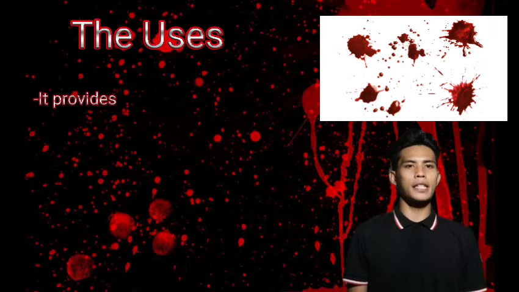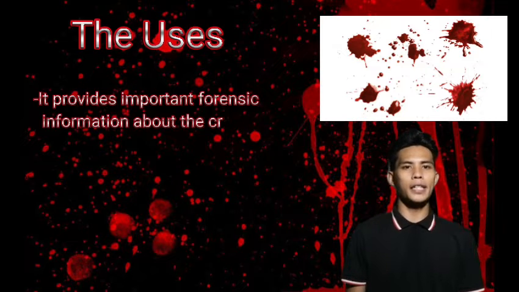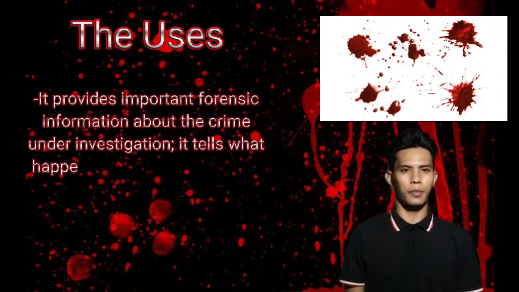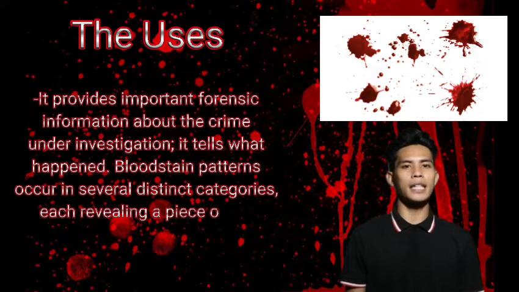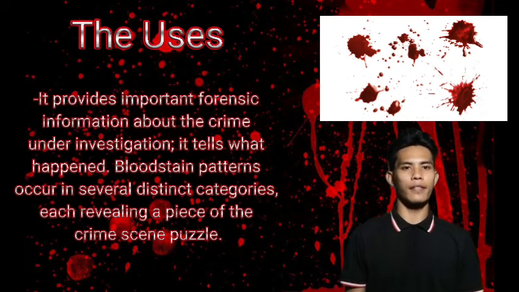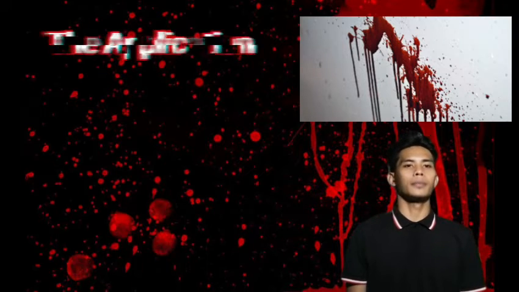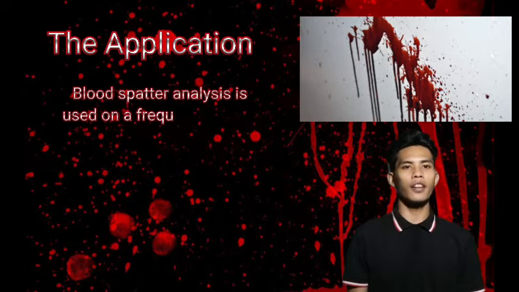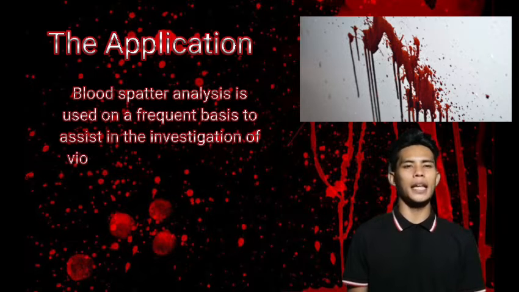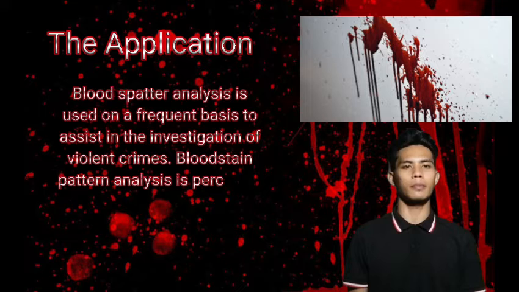The uses of blood stain pattern analysis: it provides important forensic information about the crime under investigation. It tells what happened. Blood stain patterns occur in several distinct categories, each revealing a piece of the crime scene puzzle. And the application of blood spatter analysis is used on a frequent basis to assist in the investigations of violent crimes.